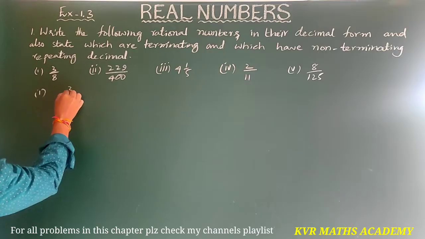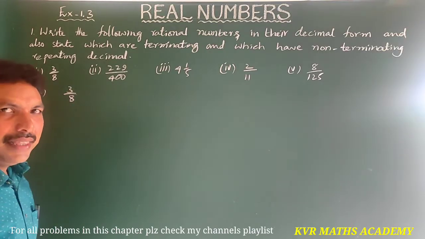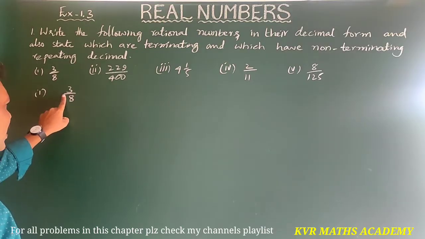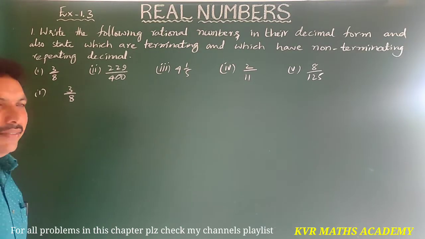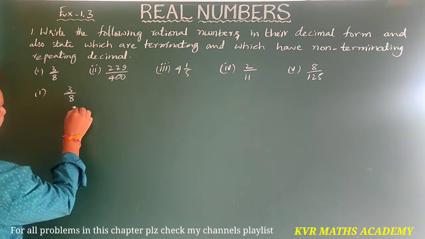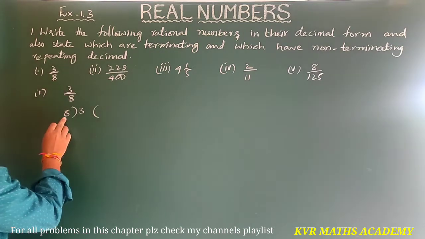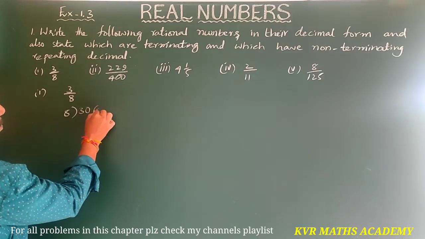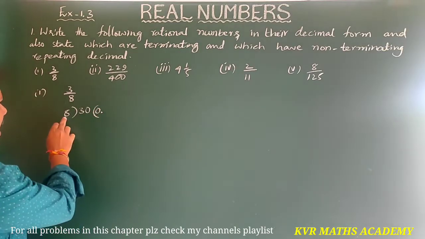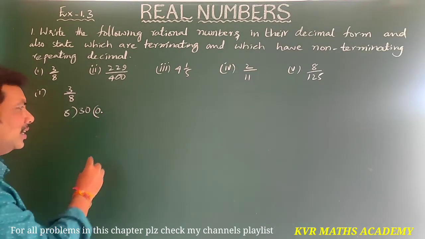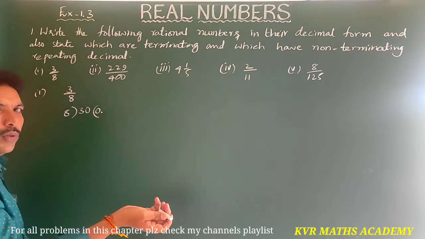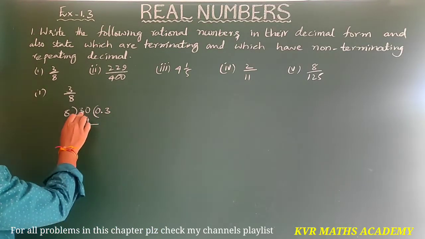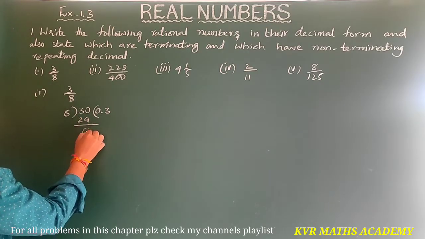Let us take the first one, 3 by 8. Here it is in the form of p by q, so let's divide 3 by 8. 8 does not go into 3, so put 0 and a decimal point here. 8 how many times in 30? 8 4s are 32, 8 3s are 24. So 30 minus 24 is 6.